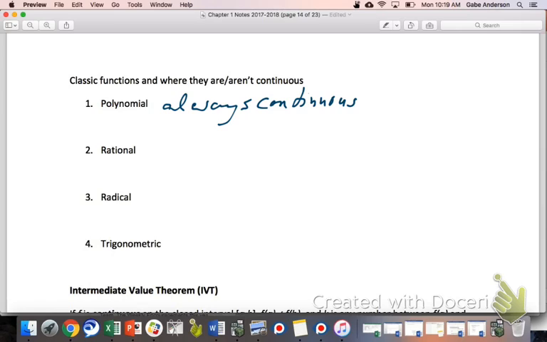Okay, the next one is rational. What does rational really mean? Ratio, meaning it's a fraction, yeah. So if you've got a rational function, an example of that would be something like 1 over x, or x cubed plus 2 over x squared minus 1, things like that. We might have some issues with those, right? Peyton, what do you think?